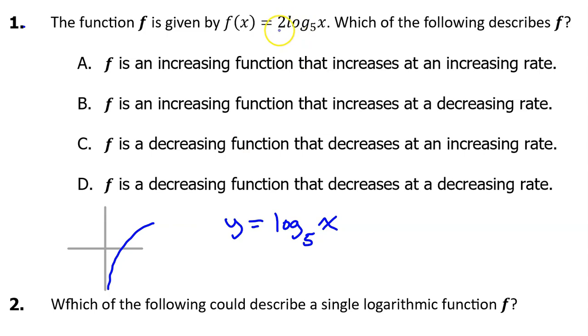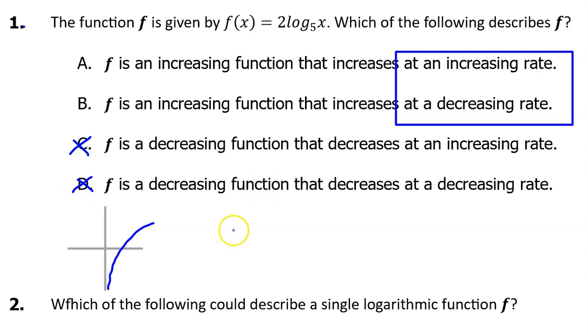And a vertical dilation by a factor of 2 does not change the basic look of this graph. So 2 times the log base 5 of x still looks like this. So we can use this graph to answer the question. Clearly, this is an increasing function. It is rising from left to right. So we can eliminate options C and D.